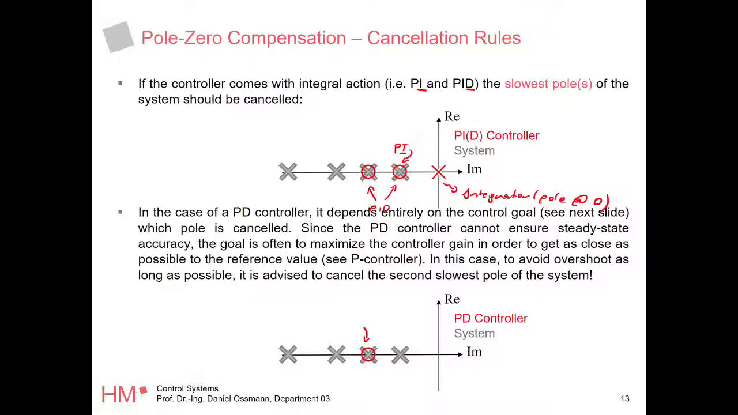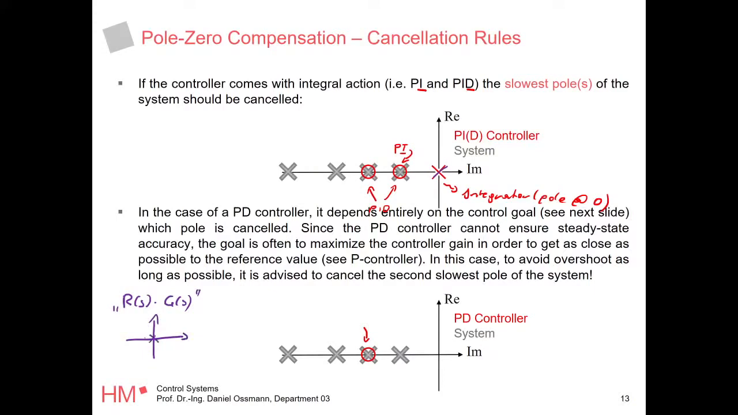No. Take the open loop. So take R of S times G of S. And in the case of a PI controller and PID controller, this R of S comes with a pole itself. It's this one. And then you draw the pole zero map of these two together.